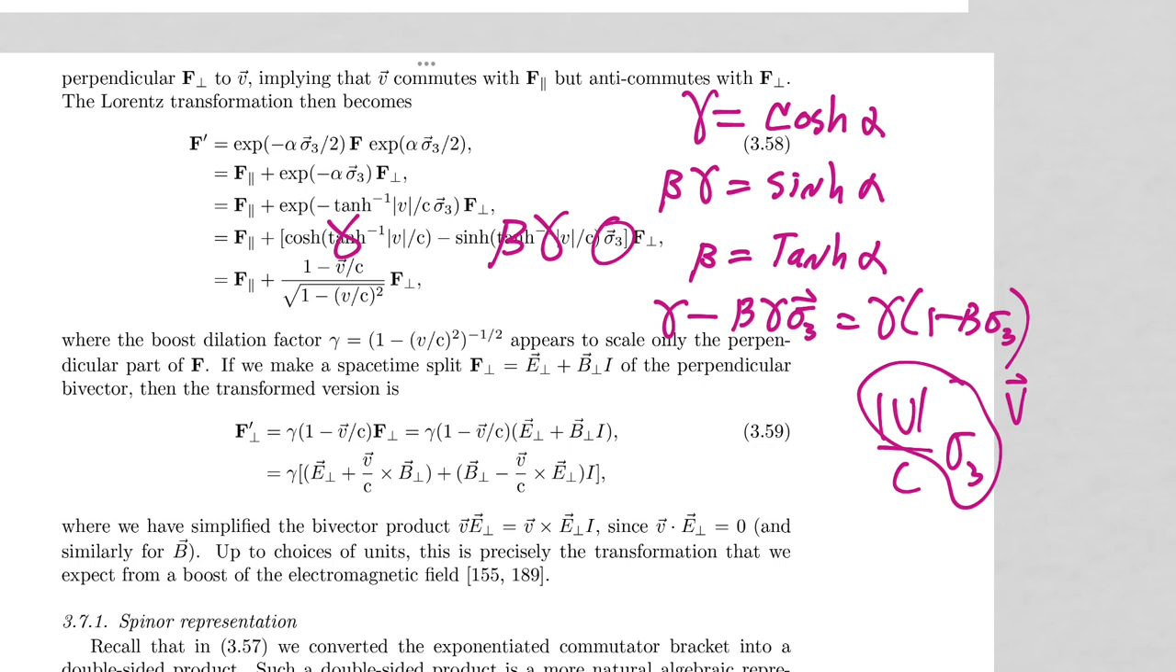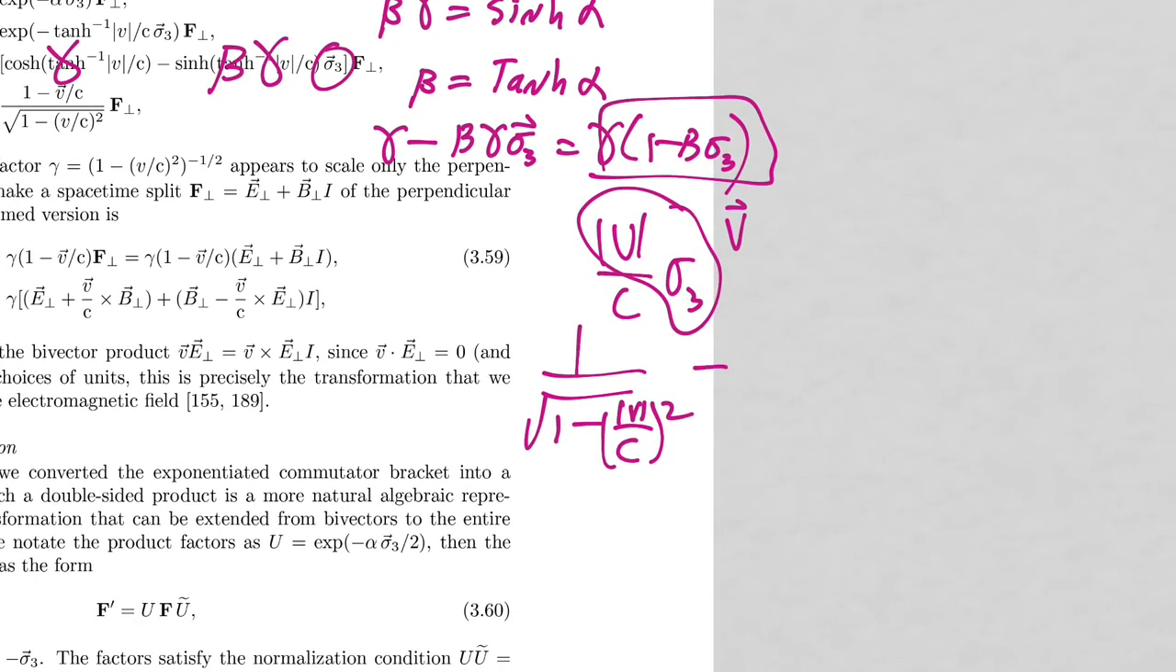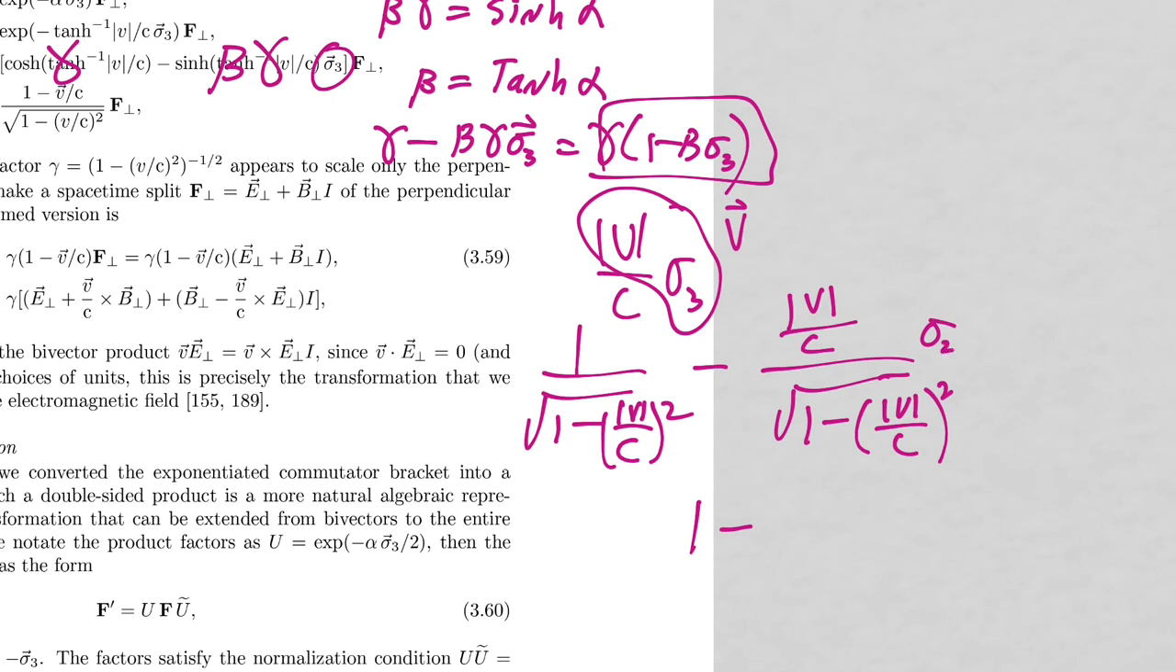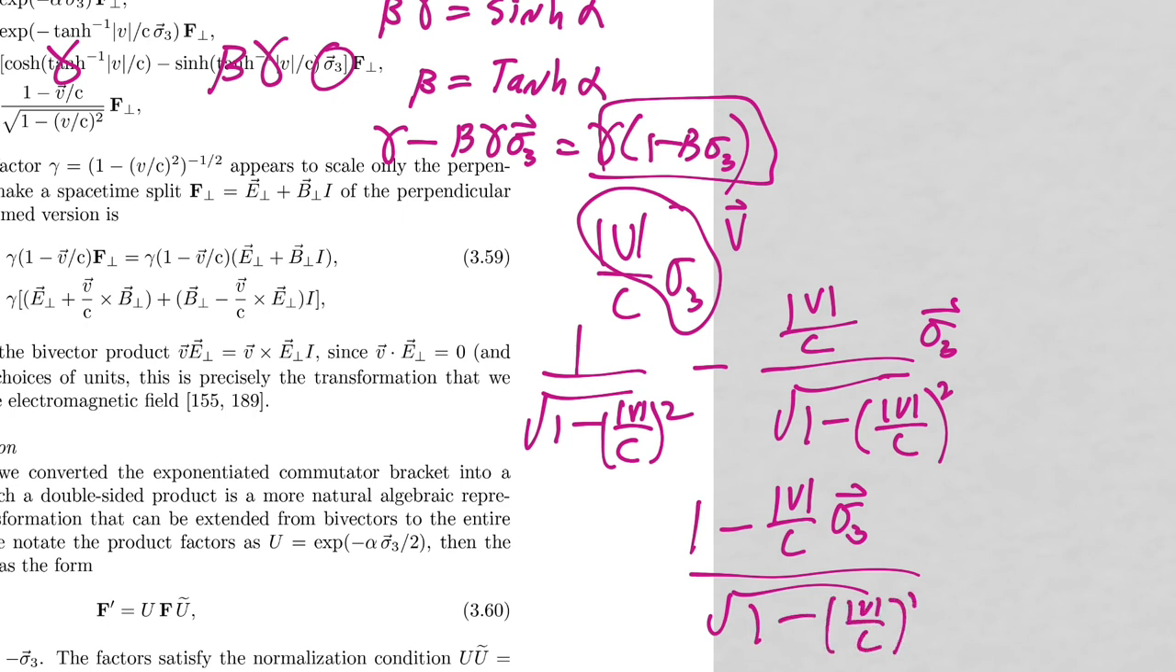So ultimately this expression here ends up being 1 over the square root of 1 minus the magnitude of V over C quantity squared, minus the magnitude of V over C divided by the square root of 1 minus the magnitude of V over C quantity squared, times sigma 3, right? Which is 1 minus the magnitude of V over C sigma 3 over the square root of 1 minus the magnitude of V over C squared, right?